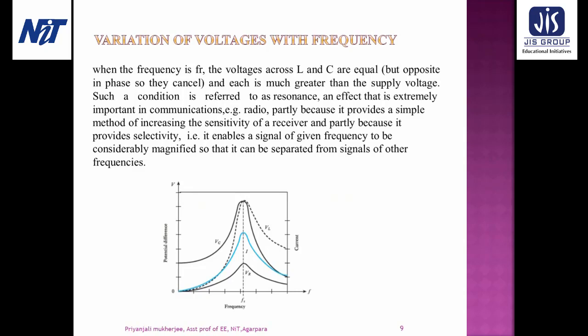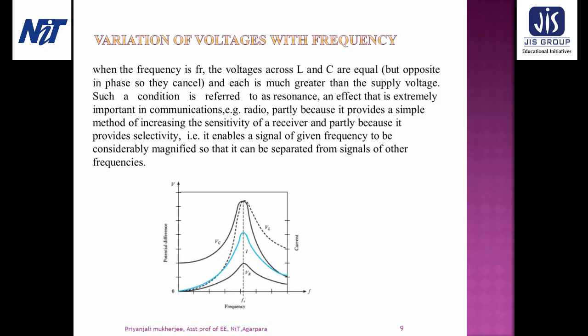Next is the variation of voltage with the frequency. Now, when frequency is varying on the x-axis, we can see from this graph that the voltage across the capacitance, denoted by the solid line, and the voltage across the inductance, denoted by the dotted lines, are equal but in opposition. That means they have opposite phase and both can be cancelled out. And each of them is much greater than the supply voltage. Such a condition is referred to as resonance, and it has an effect that is extremely important in communication systems.